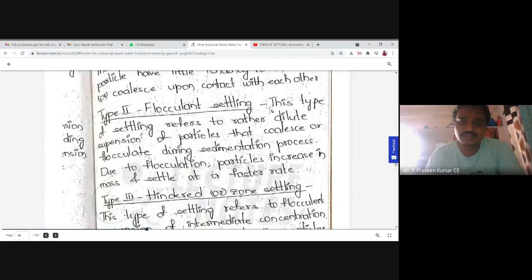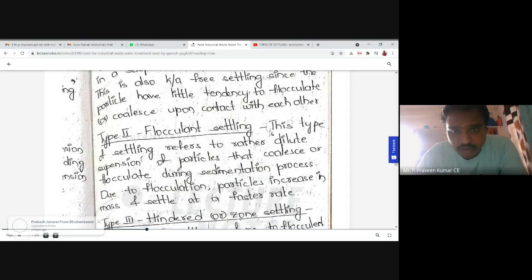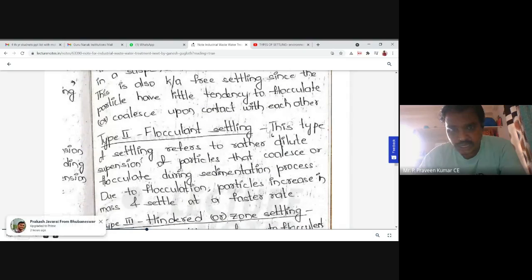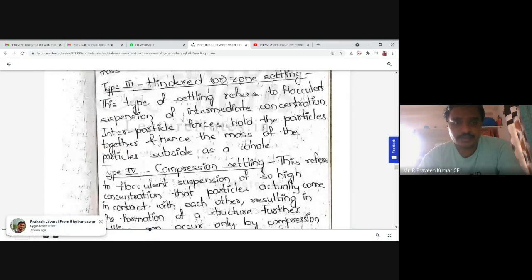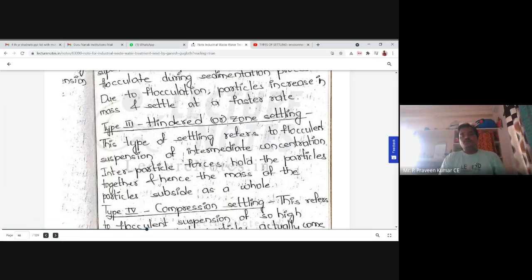If the mass and size of the particles vary, what will happen? The specific gravity of those particles will increase, and then they settle much faster at the bottom of the sedimentation tank or other preliminary treatment units. That is about flocculent settling. Next, coming to type 3, that is hindered or zone settling. Hindered or zone settling.